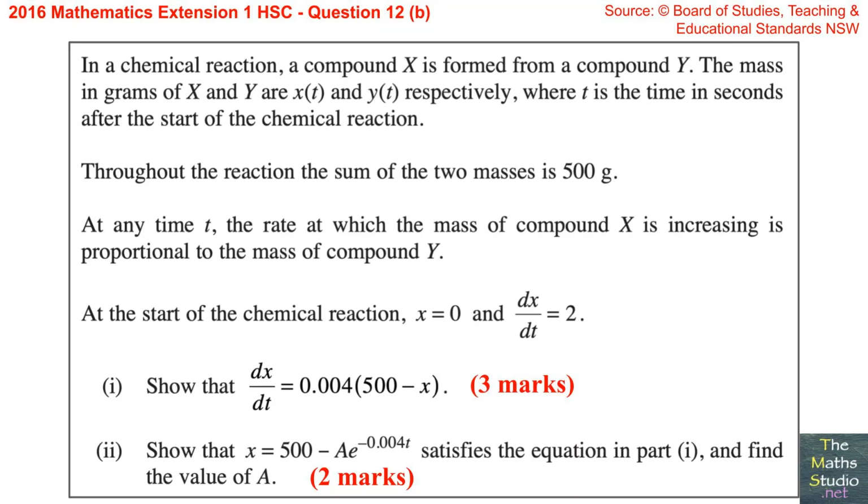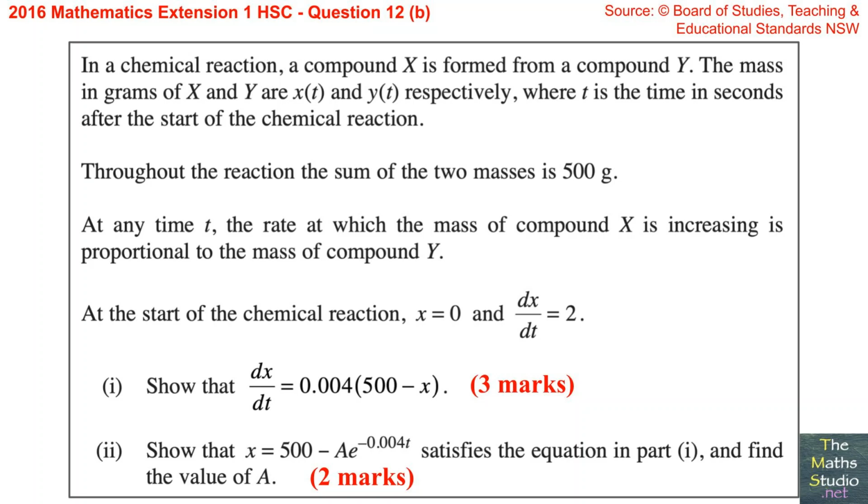Question 12, Part B. In a chemical reaction, a compound X is formed from a compound Y. The mass in grams of X and Y are x(t) and y(t) respectively, where t is the time in seconds after the start of the chemical reaction. Throughout the reaction, the sum of the two masses is 500 grams.